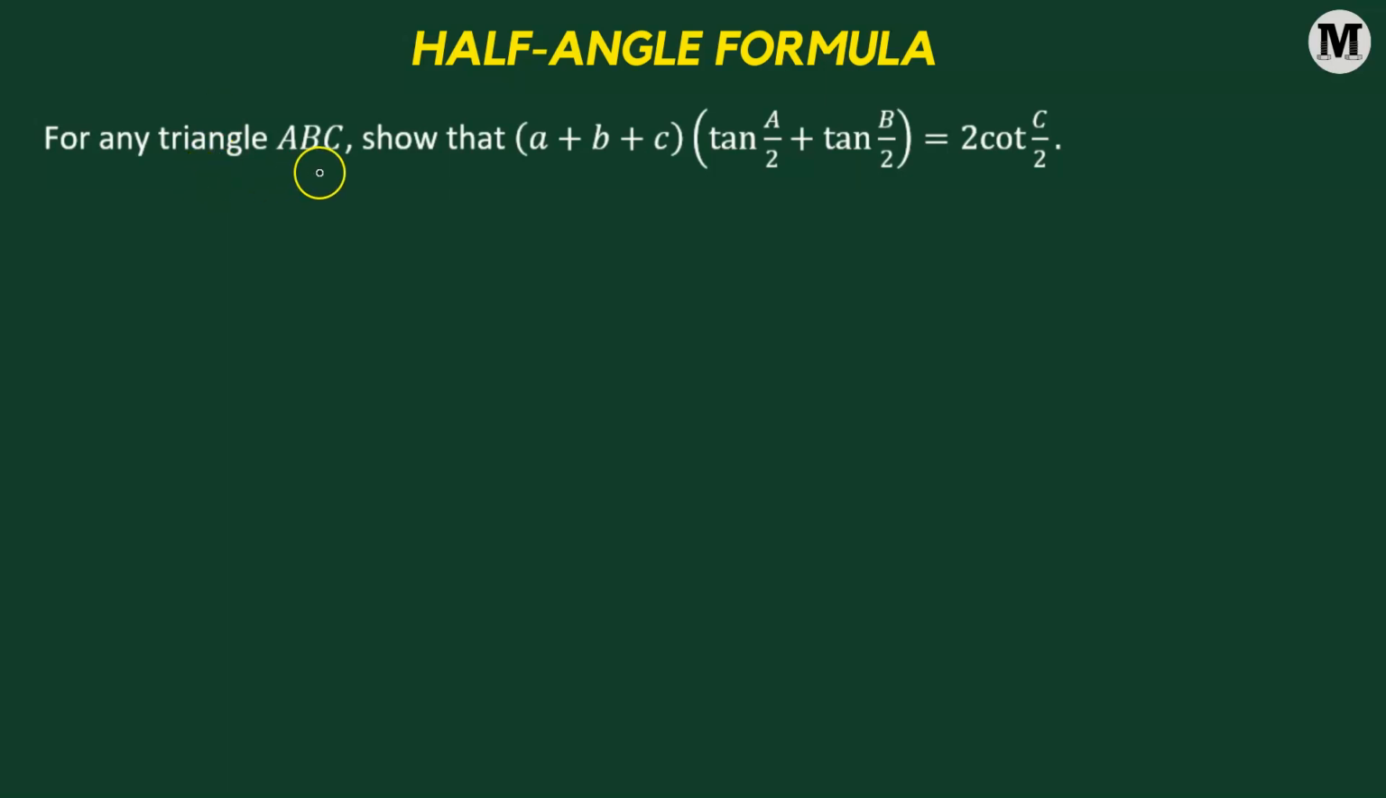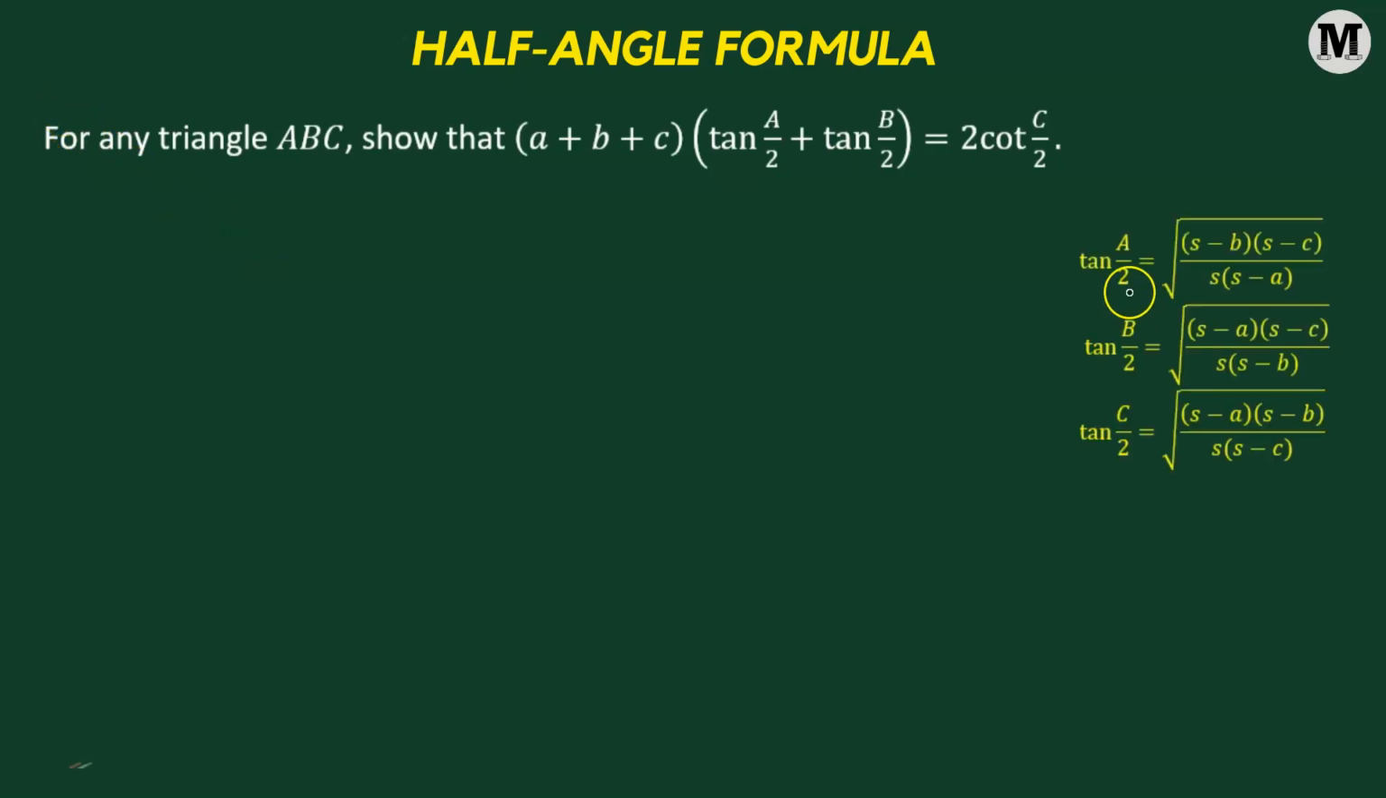For any triangle ABC, we need to show that the product of a plus b plus c and the sum of tangent of A over 2 and tangent of B over 2 equals 2 times cotangent of C over 2. So here we have the half angle formula, tangent of A over 2, tangent of B over 2 and tangent of C over 2 we'll be using here.